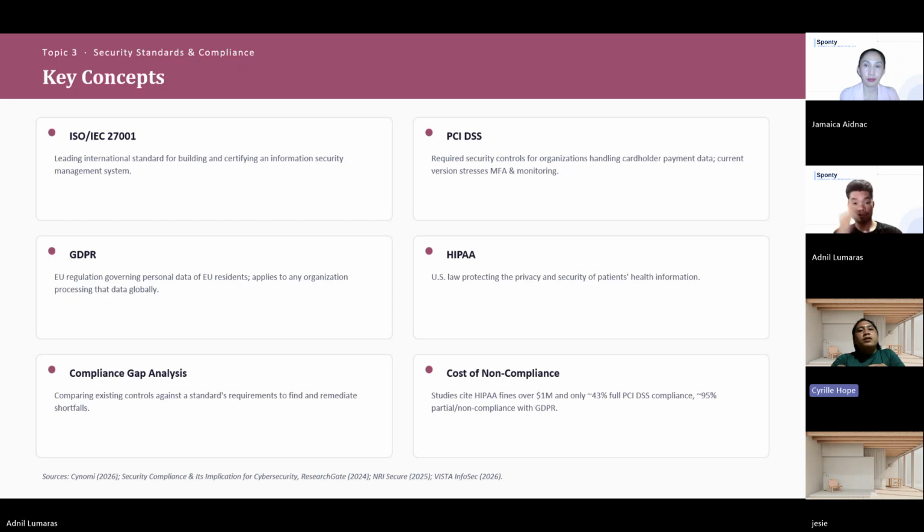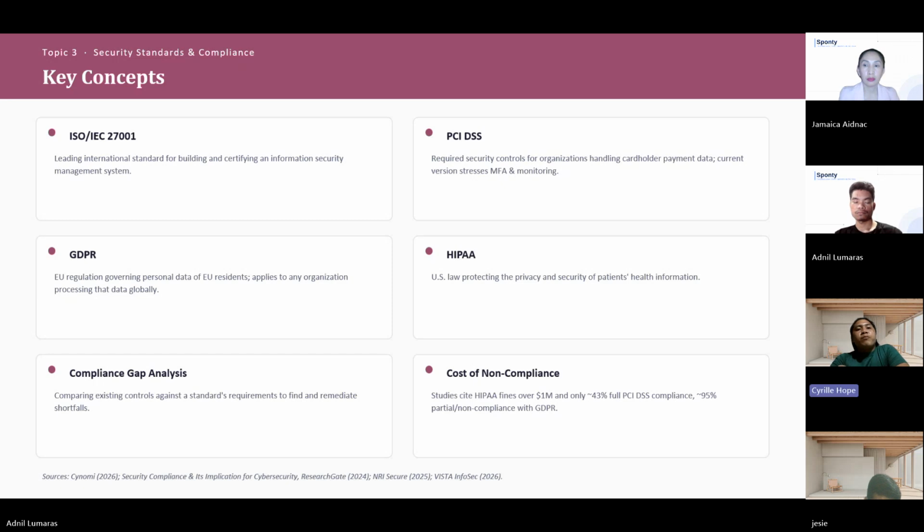Beyond direct fines, non-compliance can also mean losing contracts, since many enterprise customers now require proof of compliance, such as a current SOC2 report or ISO 27001 certificate, before they will sign a vendor agreement.